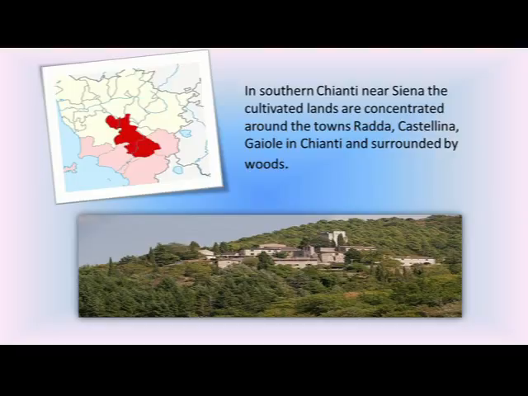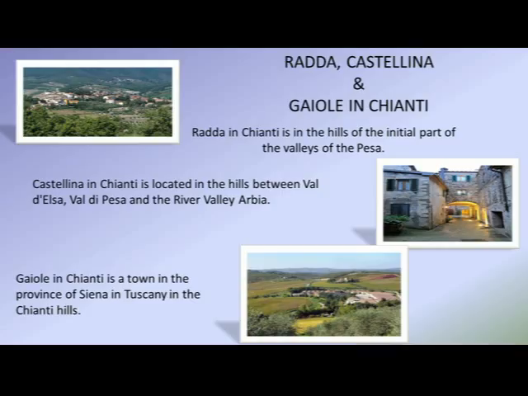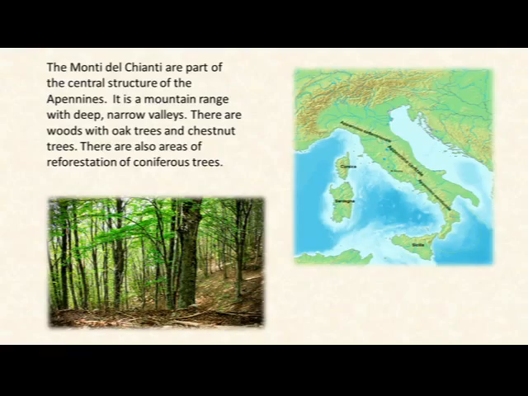In southern Chianti near Siena, the cultivated lands are concentrated around the towns Radda, Castellina, Gaiole in Chianti and surrounded by woods. Radda in Chianti is in the hills of the initial part of the valley of the Pesa. Castellina in Chianti is located in the hills between Val d'Elsa, Val di Pesa and the Arbia valley. Gaiole in Chianti is a town in the province of Siena in Tuscany, in the Chianti Hills.